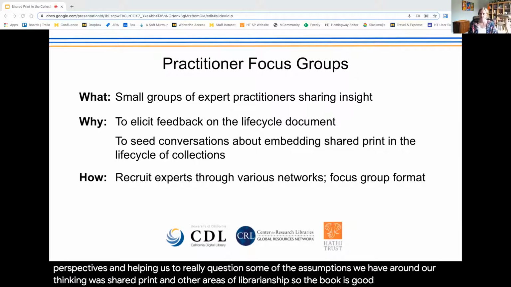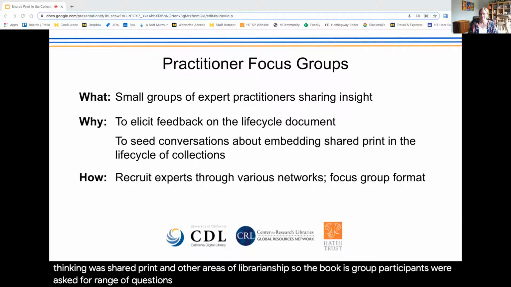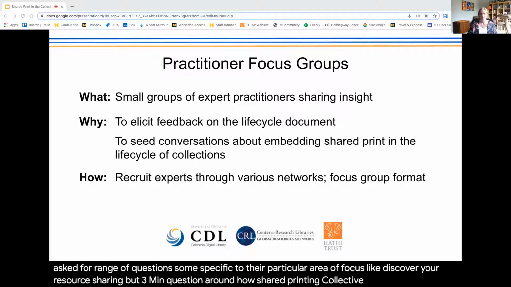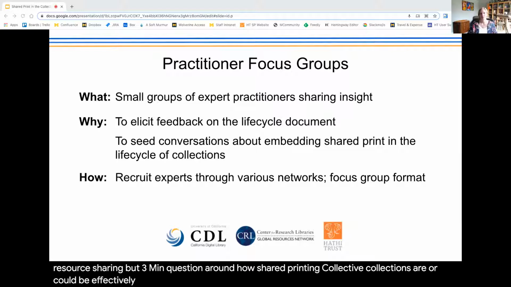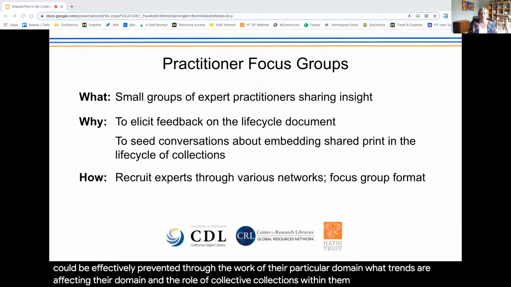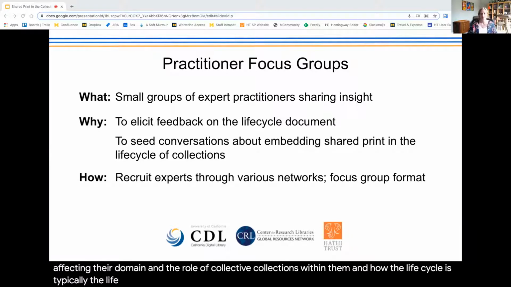So the focus group participants were asked a range of questions, some specific to their particular area of focus, like discovery or resource sharing. But we asked all of the focus groups three main questions around how shared print and collective collections are or could be effectively embedded in the work of their particular domain, what trends are affecting their domain and the role of collective collections within them, and how the life cycle document can be clarified or enhanced. Next slide, please, Heather.